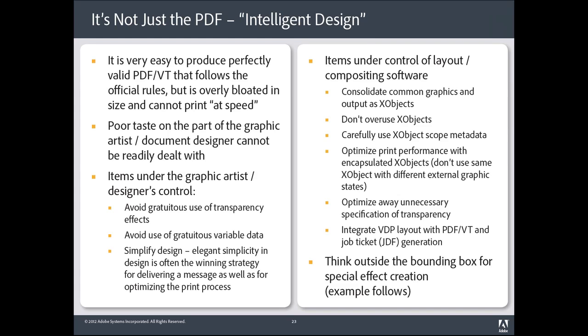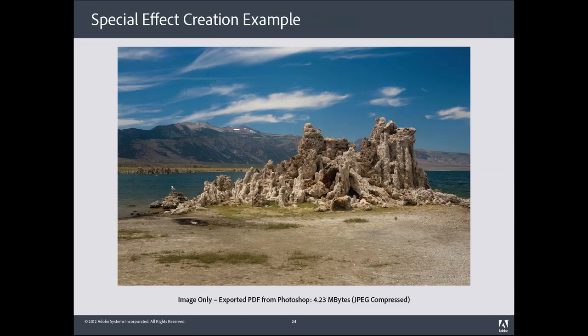Now, I also think you should think outside the bounding box, I know, bad pun, in terms of how you generate things. And I have one example here of how gross things can be. I have a beautiful picture here. It's an image I shot at Mono Lake, California. A nice 4.23 megabyte JPEG compressed image in a PDF file.